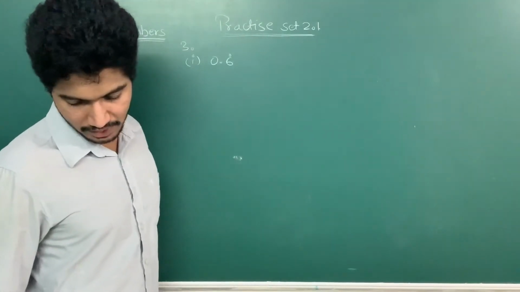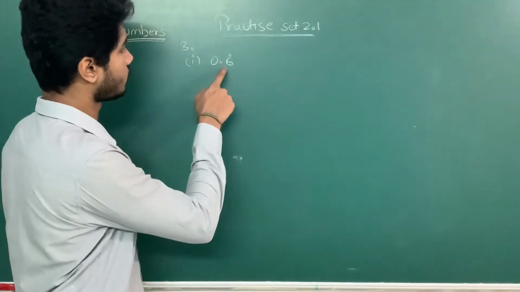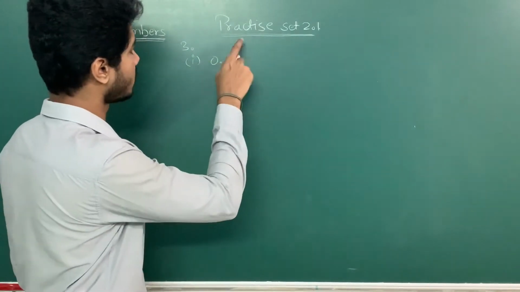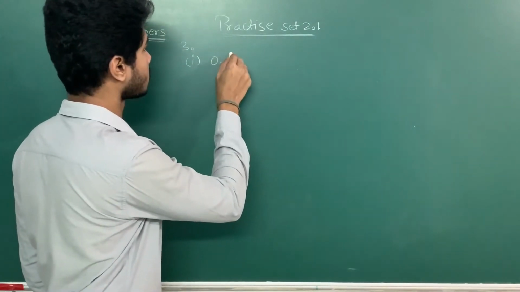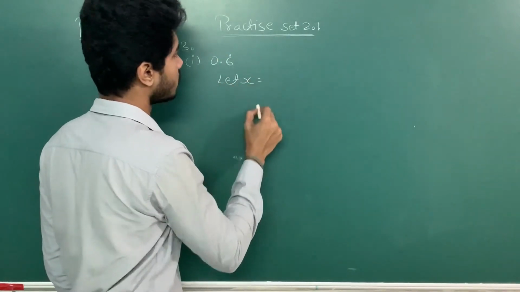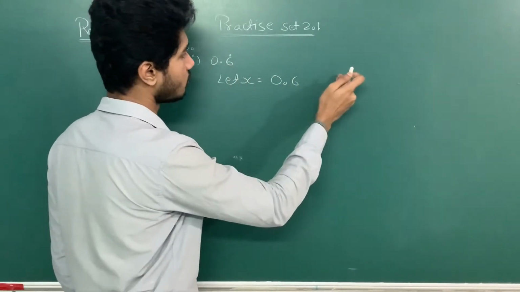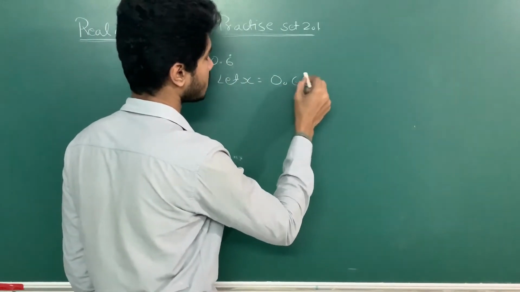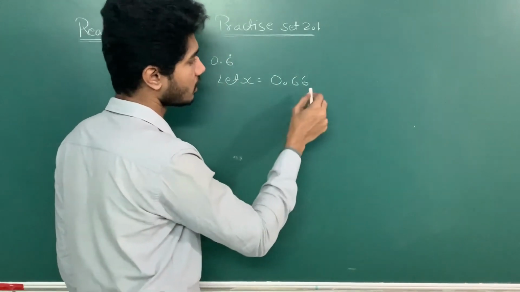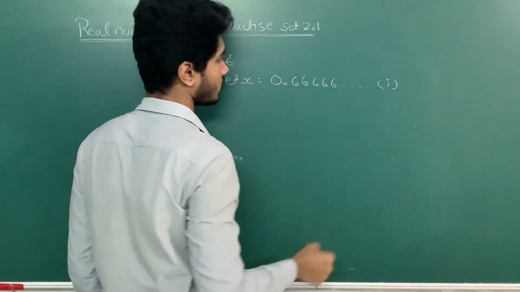Third question, write the following rational numbers in P upon Q form. First question over here, 0.6, and it is denoted by a dot. So, let x is equal to 0.6. अब यहाँ पे हम एक नॉर्मल रिकरिंग फॉर्म में लिखिए, दैट इज 6. यहाँ पे 6 जो है उसके ऊपर दिस डॉट इज प्रेजेंट, so the 6 is recurring again and again. So this becomes your equation number 1.